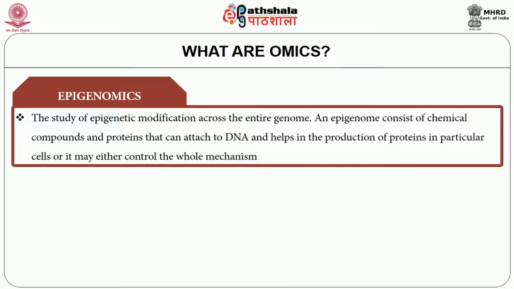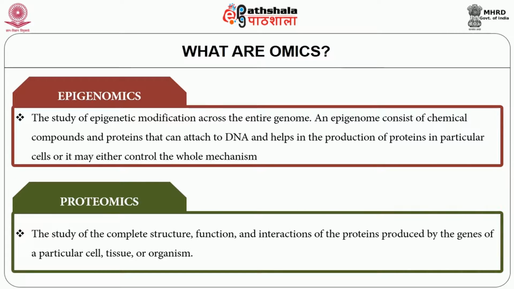What is the concept of epigenomics? It is the study of epigenetic modification across the entire genome. An epigenome consists of chemical compounds and proteins that can attach to DNA and help in the production of proteins in particular cells, or it may control the whole mechanism. What is proteomics? It is the study of the complete structure, function and interactions of the proteins produced by the genes of a particular cell, tissue or an individual organism.